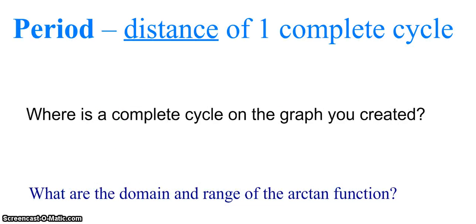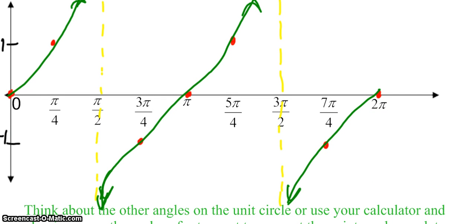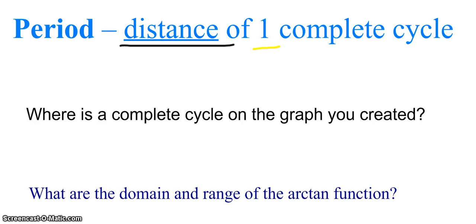So let's recap some vocabulary. The period is the distance of one complete cycle. Again, very important we understand it's a distance. That's why that's already underlined, but I'll do it again. And we're talking about one complete cycle, which is going to be different for the tangent graph than it was for the sine and cosine graphs. So where is a complete cycle on the graph that you created? Look back at this graph. Think about, where do you see a complete cycle? Write down what you think. Pause the video, unpause after you've written down.